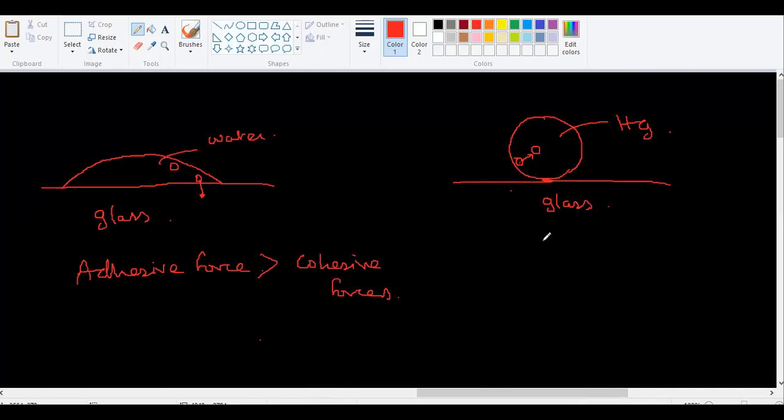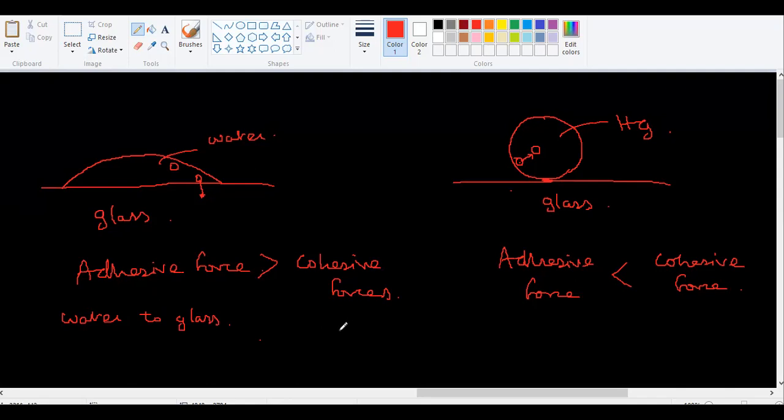Coming back to this, I can say that the adhesive force between the mercury molecule and the glass molecule is less. The mercury to mercury cohesive force will be more. So here I would write it as adhesive force is less than the cohesive force. What is adhesive force here? Glass to water, or you can say water to glass, because water is the main thing you're talking about. So this is water to glass, and this is water to water.